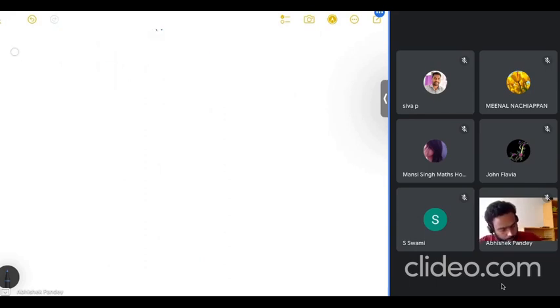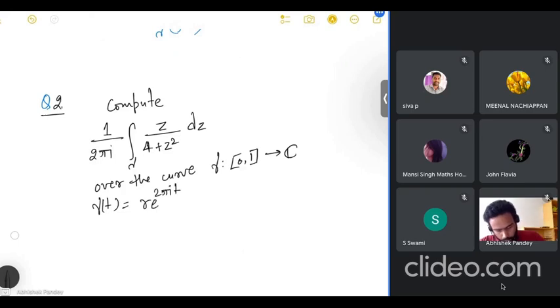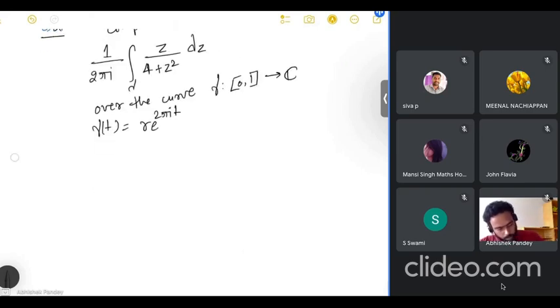Problem 2. Compute the integral 1 upon 2 pi iota integral over gamma of z upon 4 plus z square dz, over the curve gamma from 0 comma 1 to C, where gamma of t is basically r e to the power 2 pi iota t, for let us say r greater than 2.